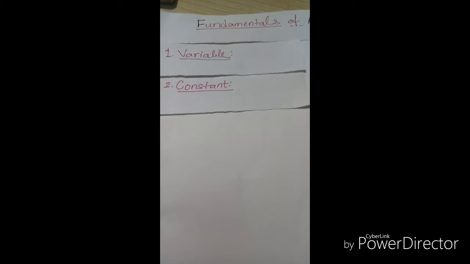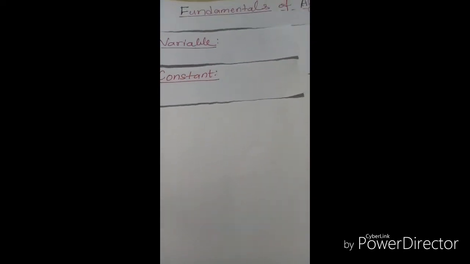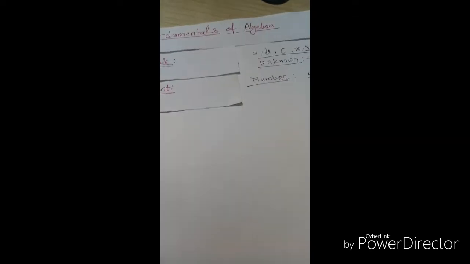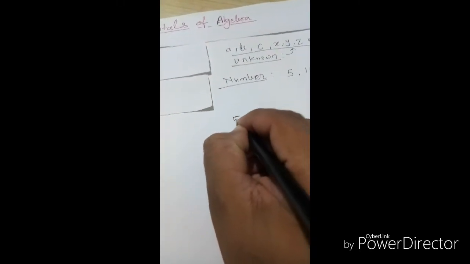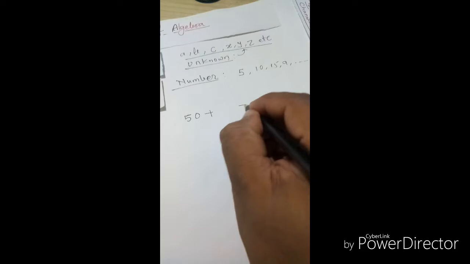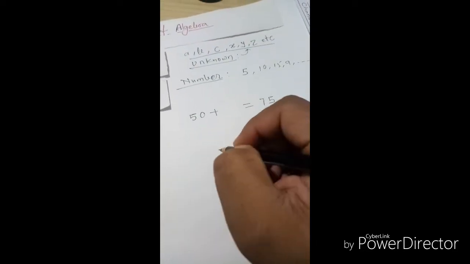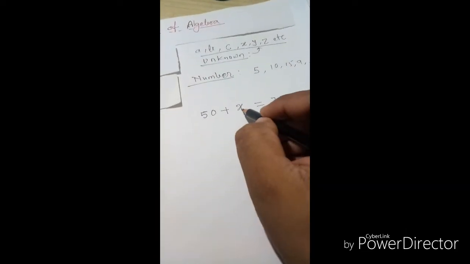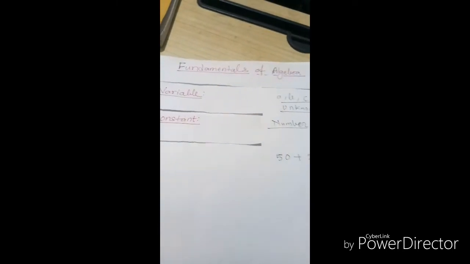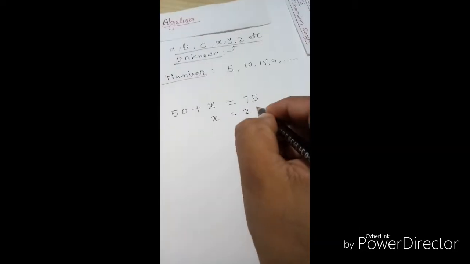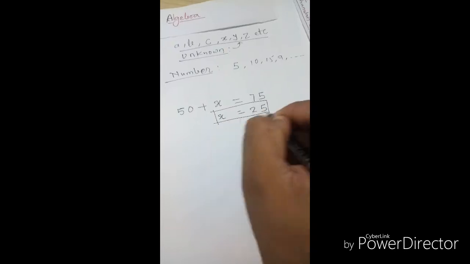After variable and constant, let's make something. If I ask you a question like, what will you add to 50 to get the answer 75? If I add X to it, I'll get 75. So this unknown number is called a variable. Now let's understand the value of X. We all know it will be 25. Here the value of X is 25.